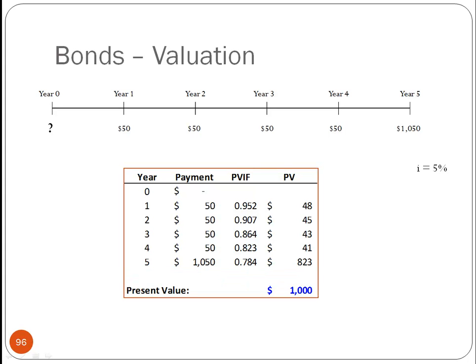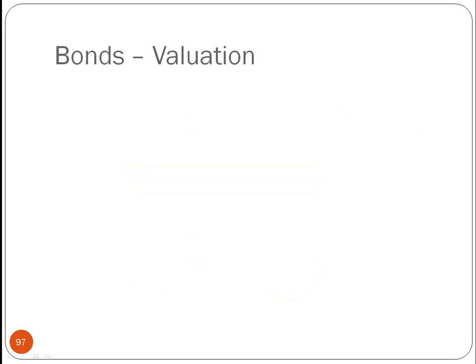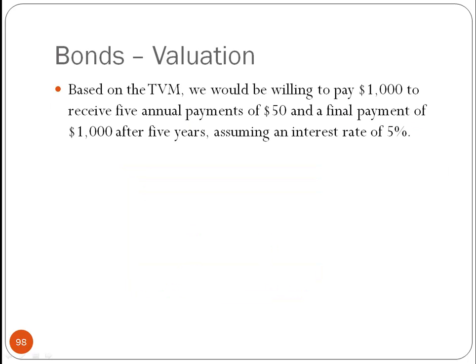So it just so happens that a discount rate of 5%, which is equal to the coupon rate of 5%, means we're willing to pay $1,000, or exactly face value. And again, we're just applying the time value of money mathematics. So based on the time value of money, we would be willing to pay $1,000 to receive 5 annual payments of $50 and a final payment of $1,000 in 5 years, assuming an interest rate or a discount rate of 5%.